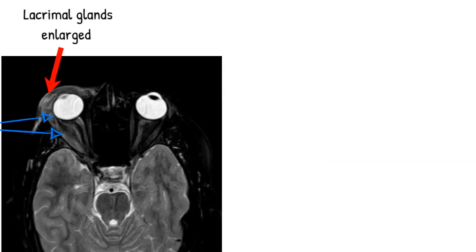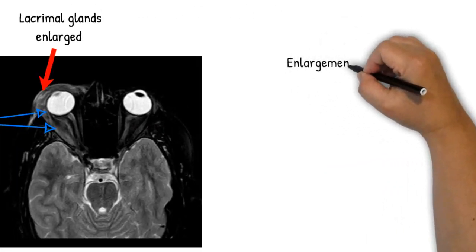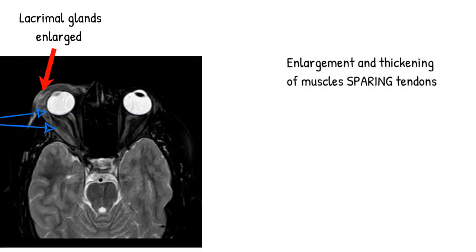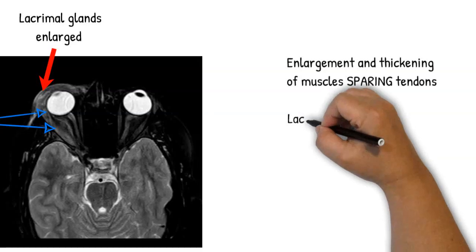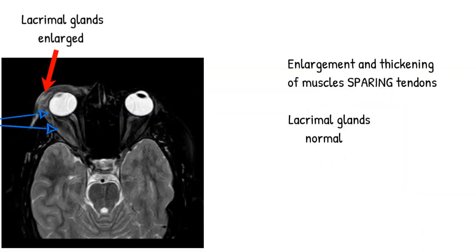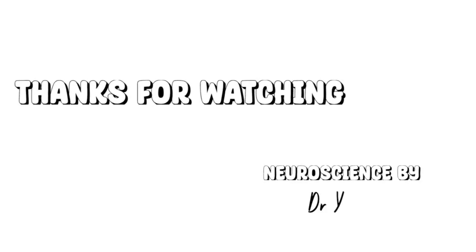It can appear as hyperintense in T2 in the acute stage, while in thyroid eye disease, the enlargement is restricted to the muscles with the sparing of the tendons. Also, the lacrimal gland is characteristically normal.